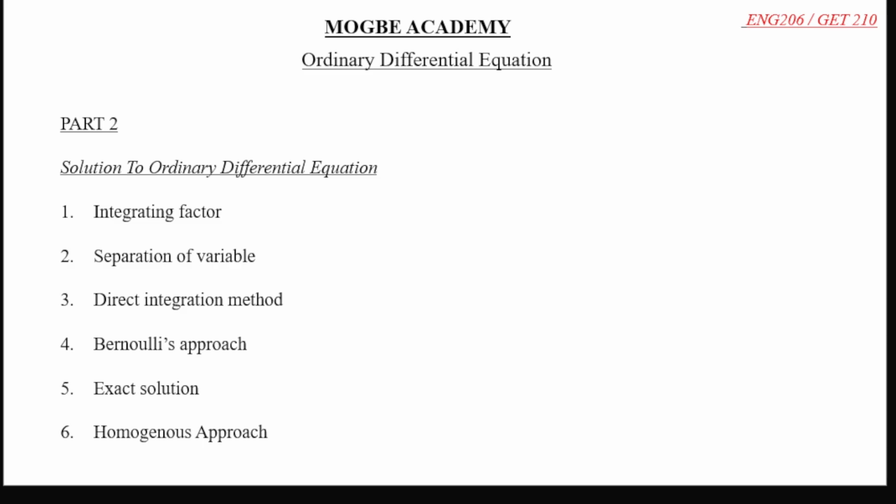Good evening, everyone. In today's class, we'll be talking about part two of this course. Now, what's part two of this course? Part two of this course is basically about the solutions to ordinary differential equations. So basically, we'll be given an equation and we'll be asked to use one of these methods listed here to solve that particular equation given to us.